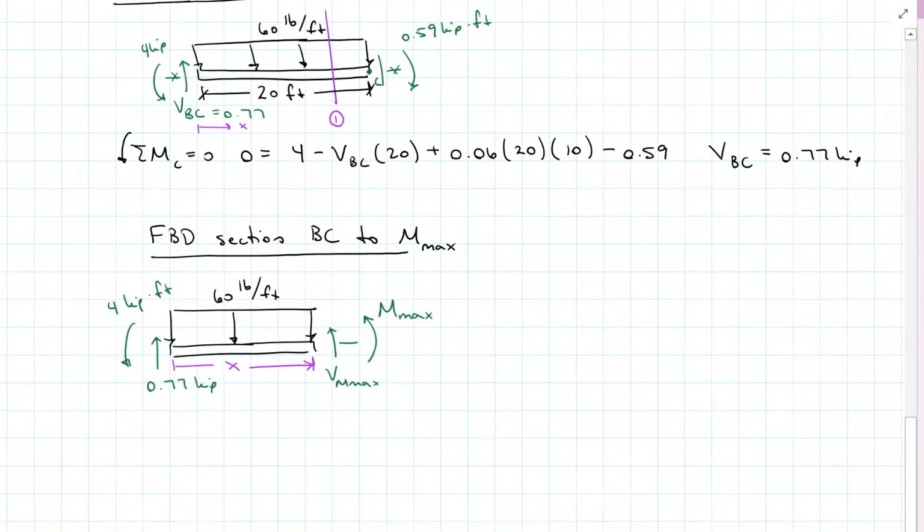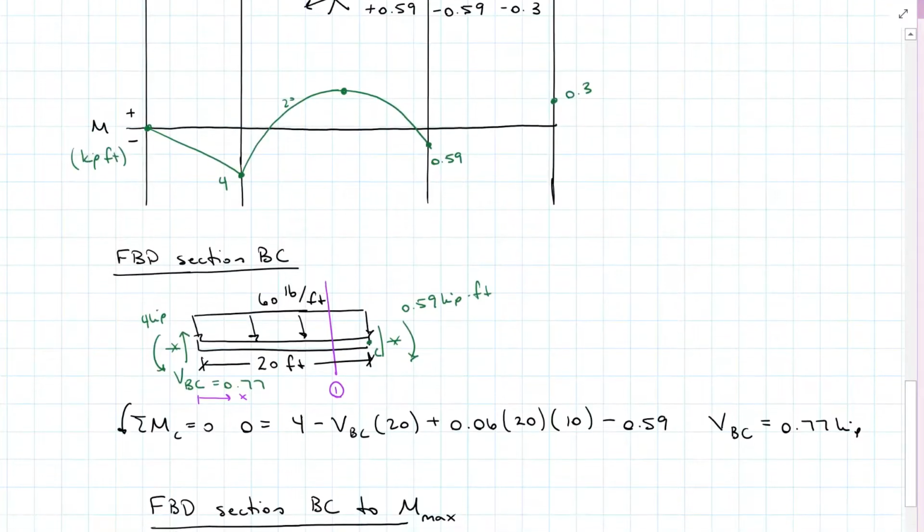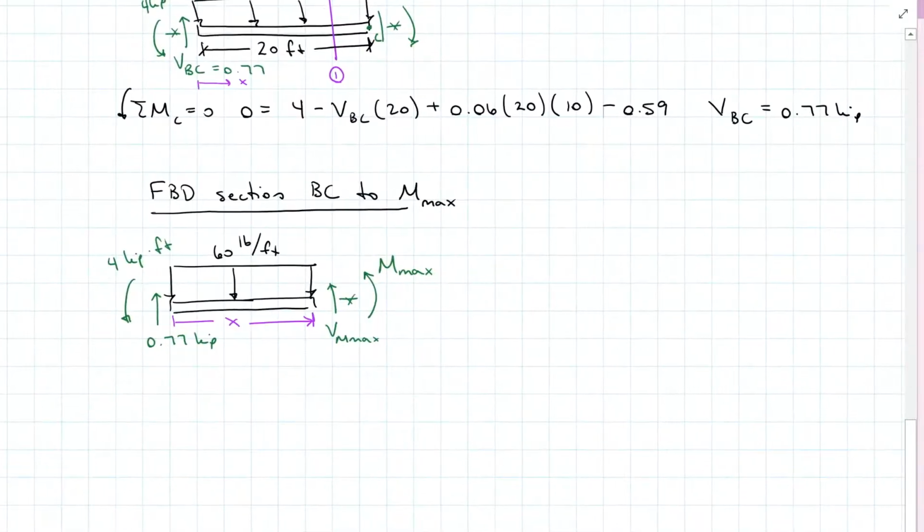So coming back down here, you may remember, actually, I hope you remember, that with shear and moment diagrams, we have a point of inflection on our moment diagram where shear is equal to 0. So at moment max, the shear should equal 0. That means I can sum forces in the y direction, and we find X is equal to 12.8 feet.